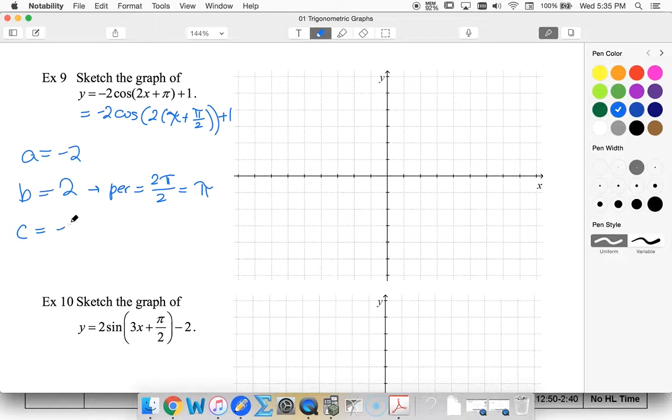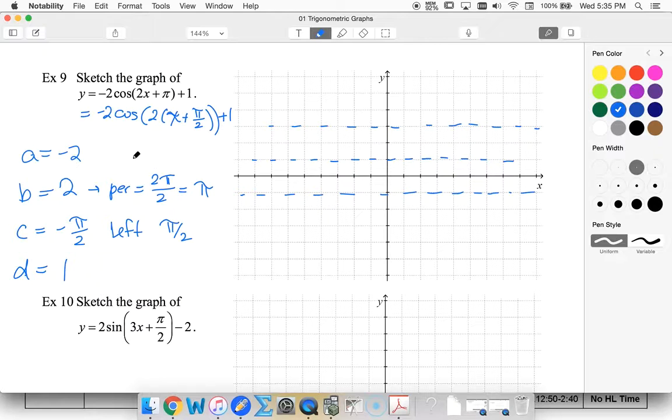My c value is -pi over 2, so I'm moving to the left, pi over 2. Remember, always the opposite of what we see. My d value is +1, so my graph has been shifted up 1. My amplitude tells me where my max is and where my min is going to be. So again, my amplitude is 2.